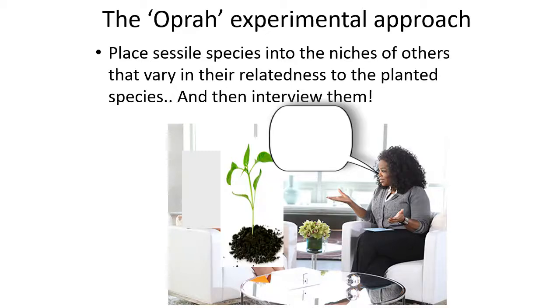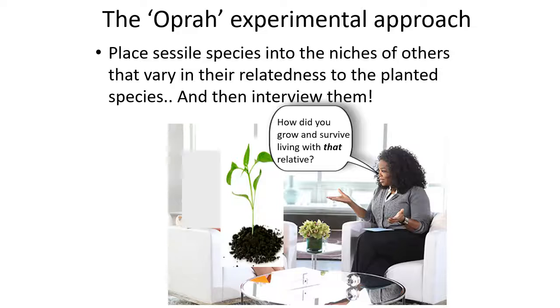So my lab takes a different approach. We call it the Oprah approach, because we can take advantage of species being sessile and not being able to move, particularly plants. This is why I study plants. I love animals, but I study plants because I can torture them. And I can plant them into the niches of other species that vary in their relatedness to that planted species, and then I can interview them by asking them, you know, how do you grow and survive and generally perform with that relative?